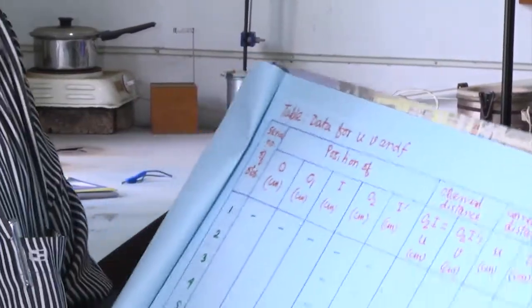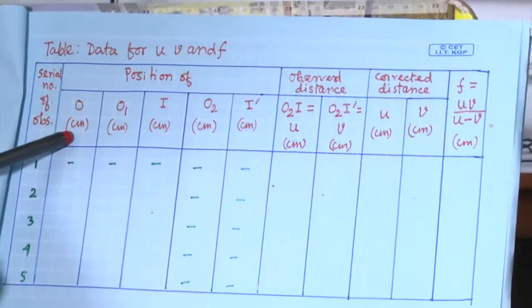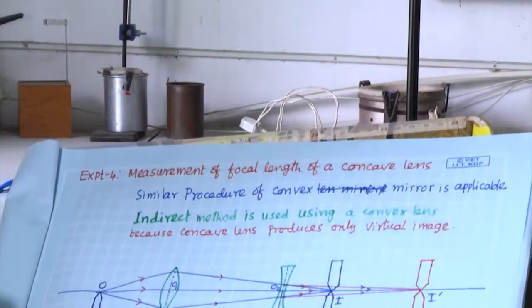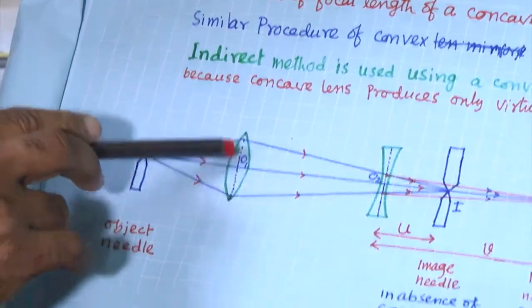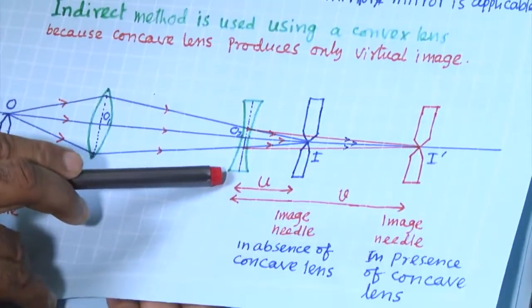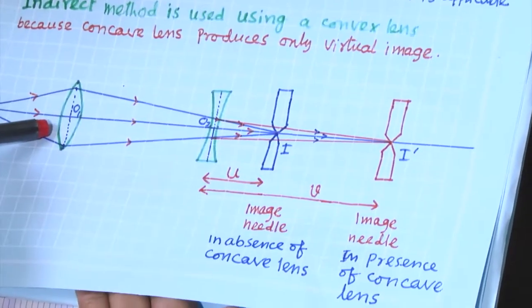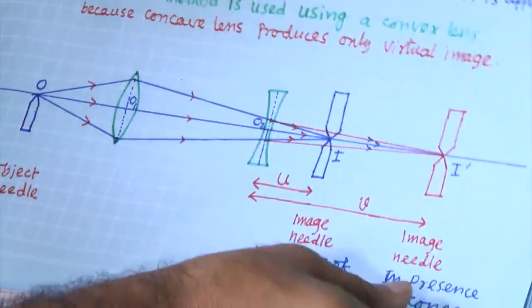Okay. So basically you need table data for u and v, and you can find out f. So, number of observation and then position of O. In this case, O I have mentioned is the object, O means the object position. O1 is the optical center of the lens. Which lens? This is the convex lens. O2 is basically this concave lens, and I is the image of this convex lens, and I dash is the image when we are putting this O2. That is why I have I dash. That notation I have used here in the table.